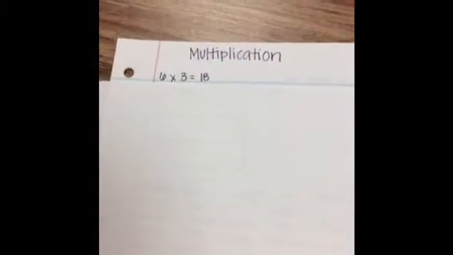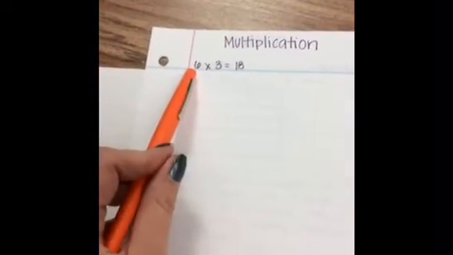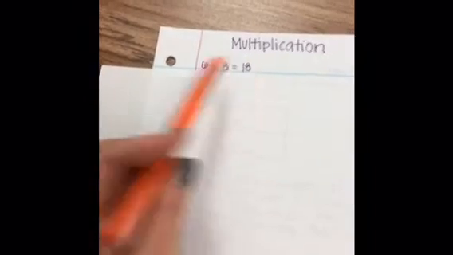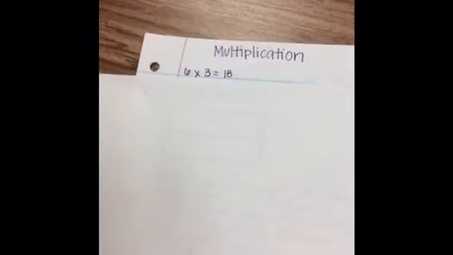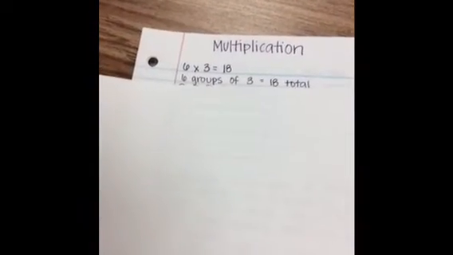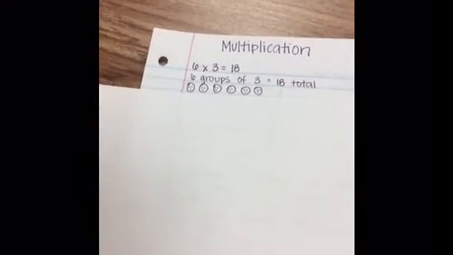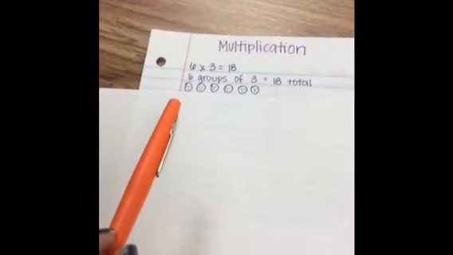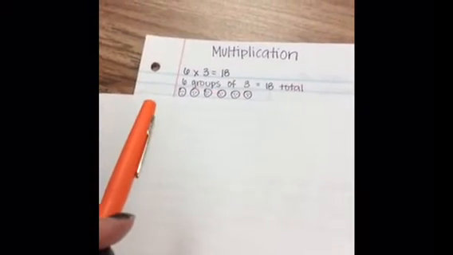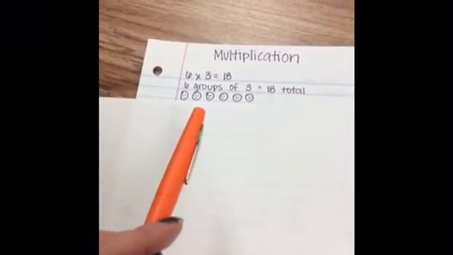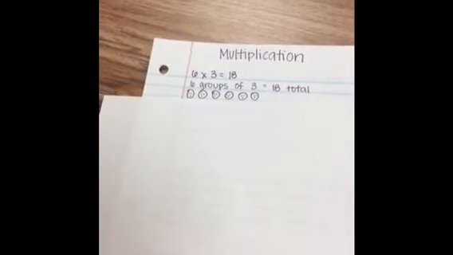We know that in multiplication, we're given the groups times the parts to equal the total parts. So 6 times 3 equals 18 is the same thing as saying 6 groups of 3 equals 18 total, which is in circles and stars means I have 6 circles for 6 groups and 3 dots, 3 stars in each circle for a total of 18 stars.